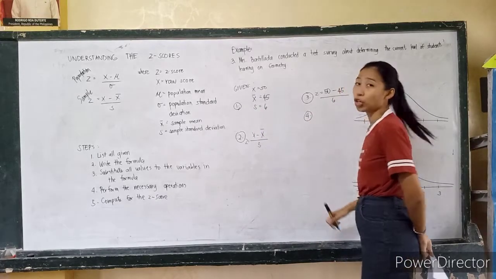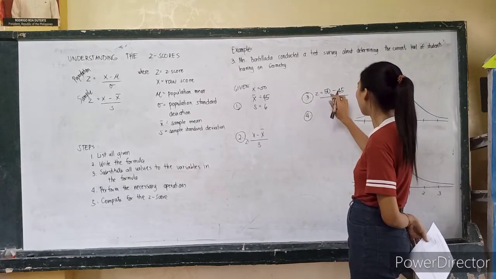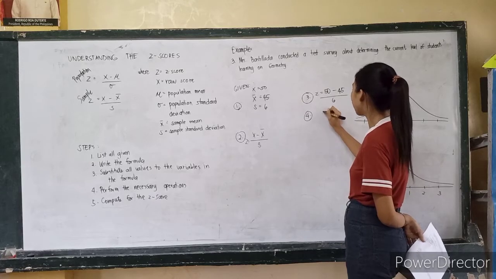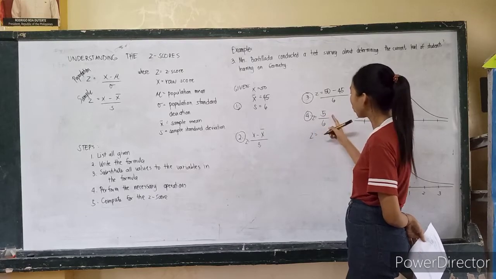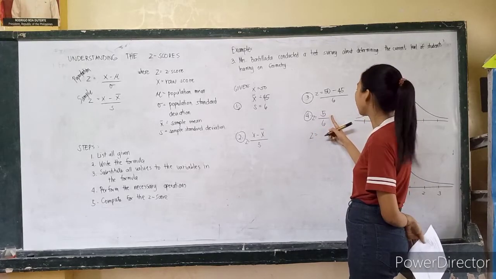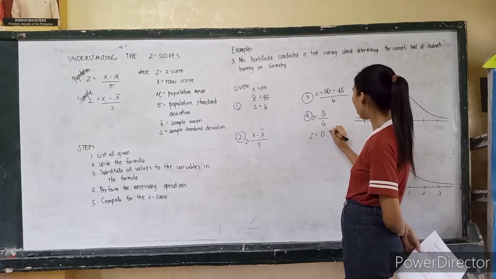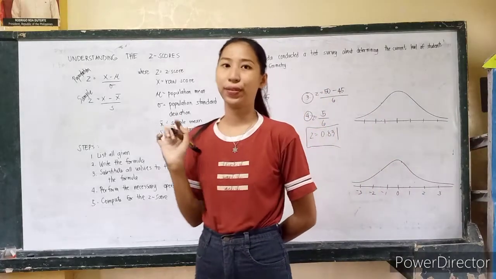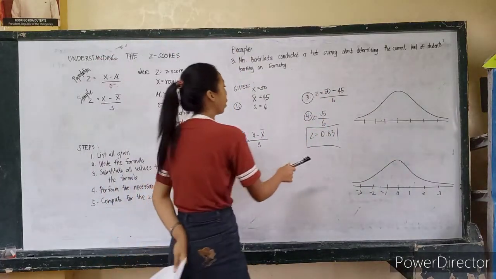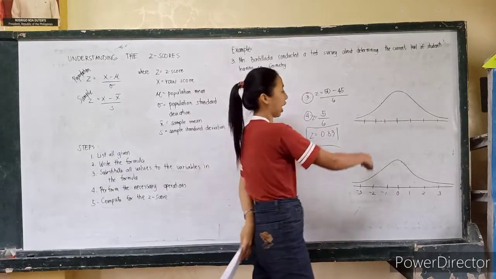Next, we are going to do the necessary operations. We have 50 minus 45, that is positive 5 over 6. So z is equal to 5 over 6. If we are going to use the calculator, 5 divided by 6 is equal to positive 0.83. Okay? Now, we are going to make your normal curve na dili siya standard normal.